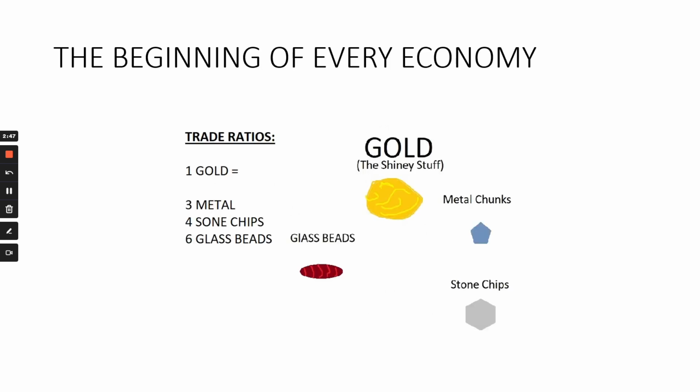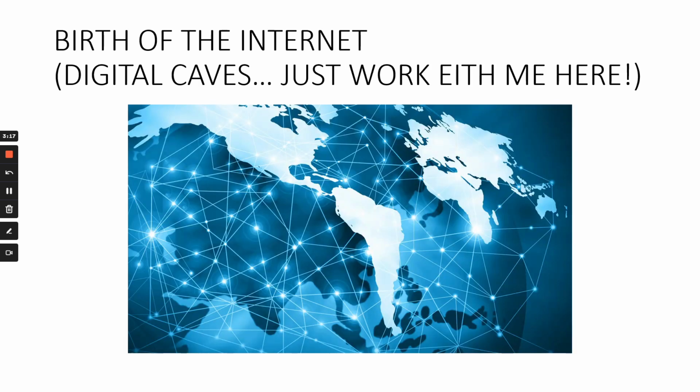So, continuing along. In the beginning of every economy, we start to set ratios. This is kind of how it works in the DEX, when you're trading one coin for another or one currency for another in the actual stock market. So now, 1 gold is equal to 3 metal, or 4 stone chips, or 6 glass beads, which means 1 metal is technically equal to 2 glass beads, or that 2 stone chips are equal to 3 glass beads, because fun with fractions. See, I told you there'd be some math in here. So, anyways, this is just basically how you set up an economy. Now, these little different communities can kind of trade with each other.